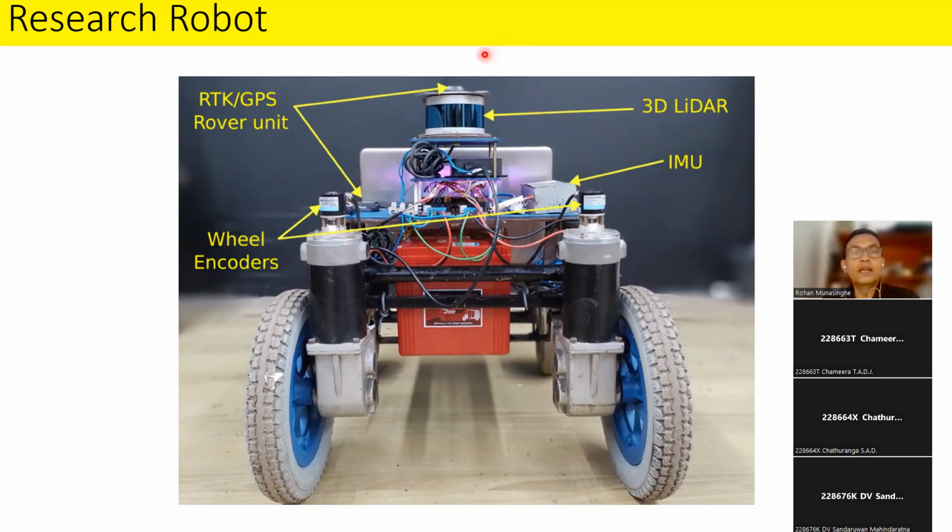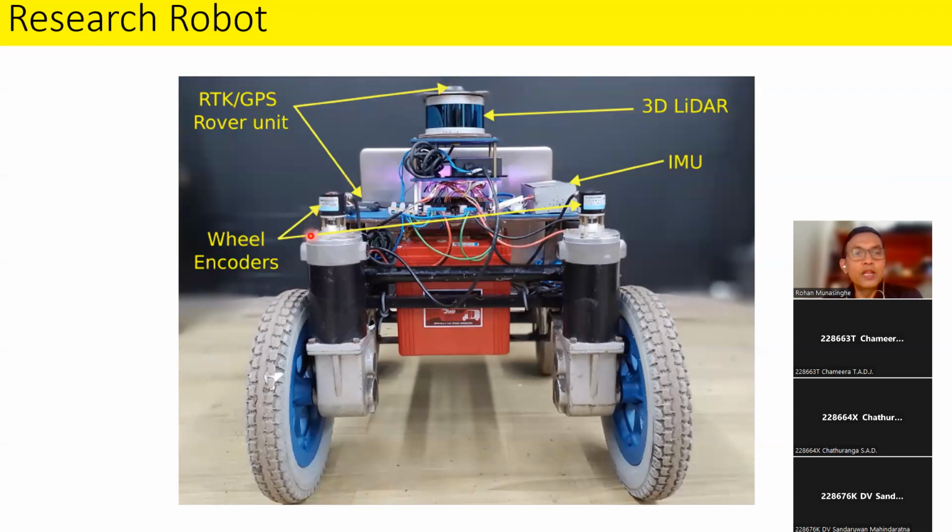In addition to that, it has an RTK GPS rover unit on top of the LiDAR sensor. That gives the latitude, longitude position. Maybe you can regard it as an XY position on the plane. But remember, we are not talking about perfectly flat surfaces the robot is moving on. There are bumps and slopes, etc. So it's not just X and Y. The elevation also has some significance here.